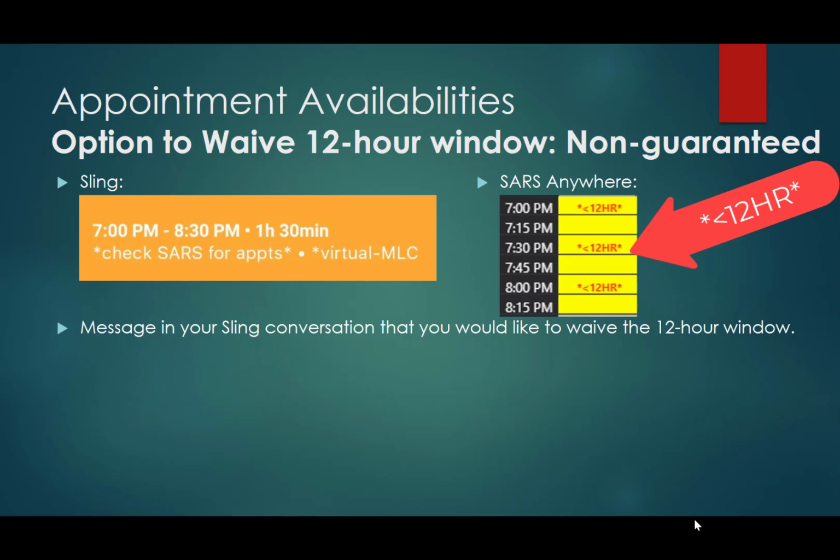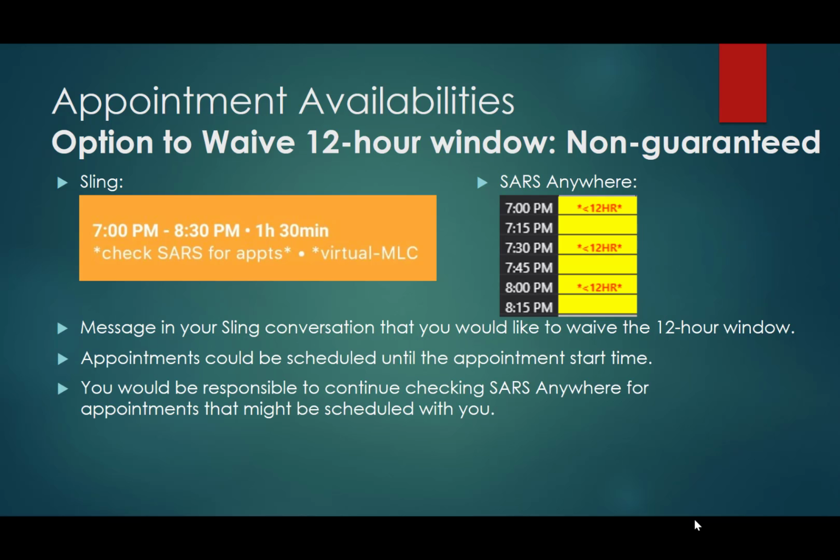The schedulers would then change your appointment type to less than 12 hour to allow them to schedule appointments all the way up until the appointment start time. If you choose this option, you would need to continue checking SARS Anywhere for any appointments that might get scheduled with you, and also check Sling as schedulers will continue to message you there.